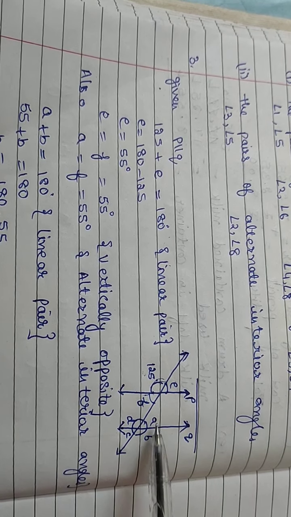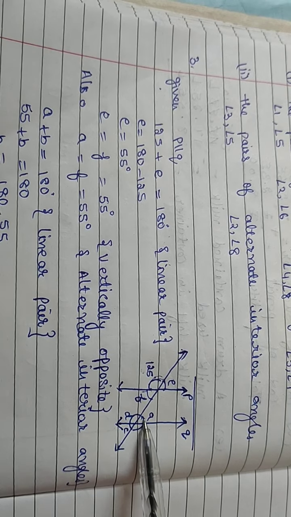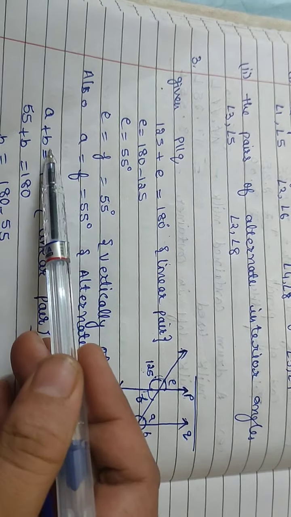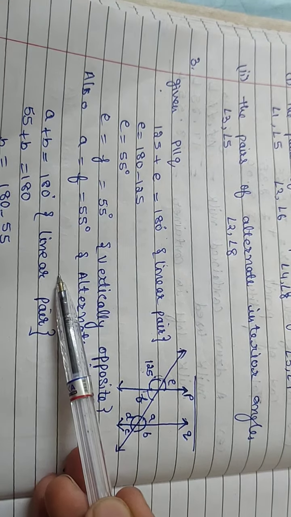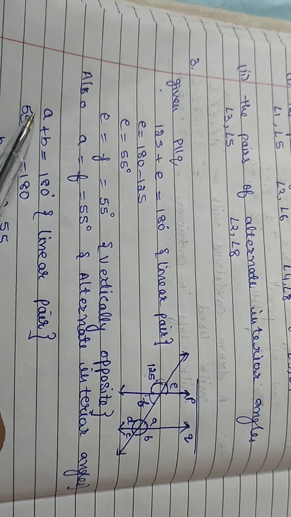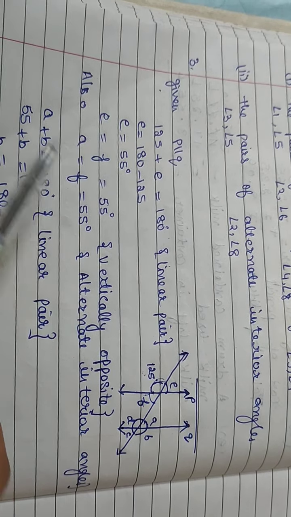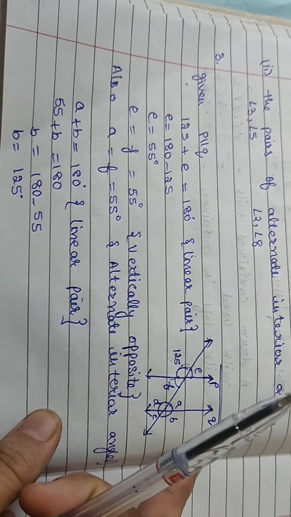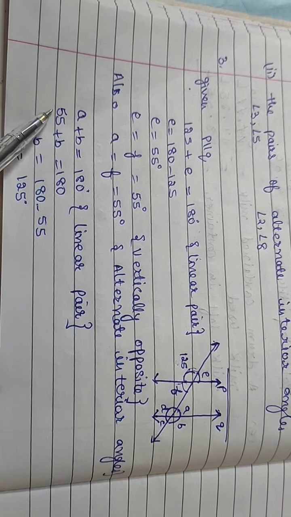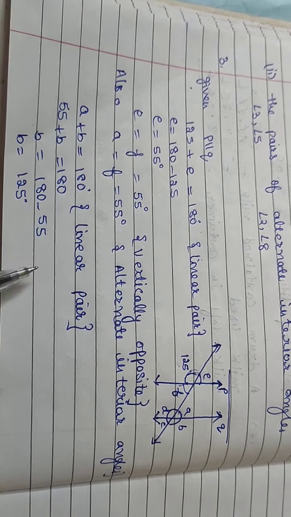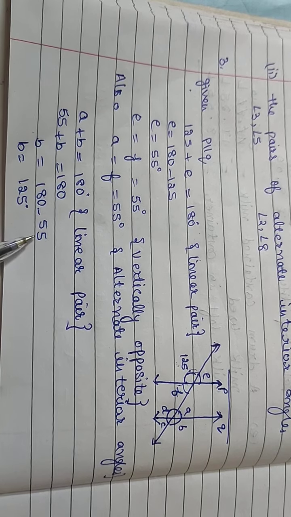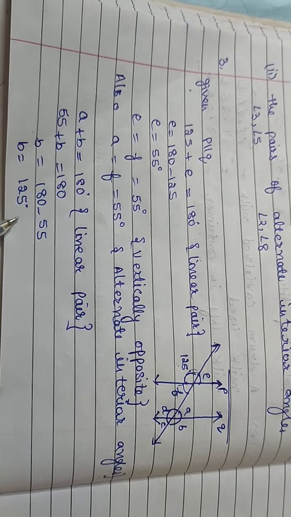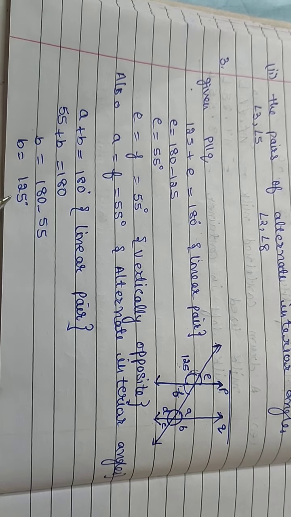Now A and B. If you add A and B, again they are making a line. So this is an example of a linear pair. So A plus B equals 180 degrees. The reason is linear pair. Now let's put the value of A, because we know the value of A is 55. So 55 plus B equals 180 degrees. Again we have to find the value of B. So we transpose this 55 to the right side. So 180 minus 55. If you subtract, you will get the answer B equals 125. Now in this way we can find the value of B.